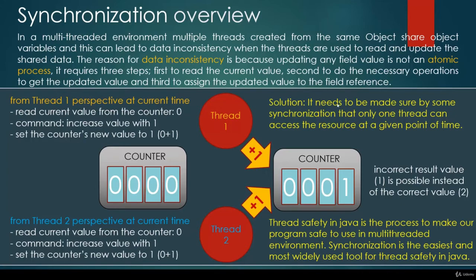The solution is that we have to make sure, by some synchronization, that only one thread can access the resource at a given time. Thread safety in Java is the process to make our program safe to use in a multi-threaded environment. Synchronization is the easiest and most widely used tool for thread safety in Java. So as you can see, in this case we have 2 threads, and somehow we have to make sure that the given data is synchronized.